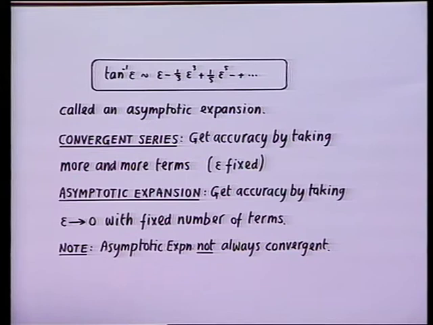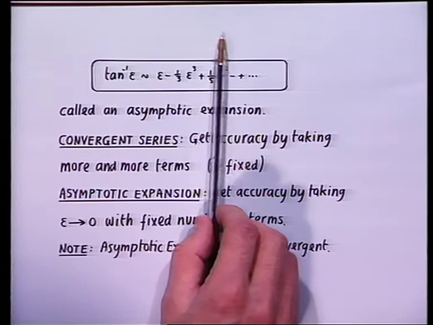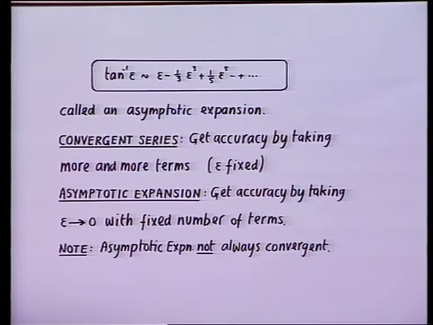An asymptotic expansion gets accuracy in a quite different way. For an asymptotic expansion, you think of a fixed number of terms. Perhaps we might stop after the first two terms, so forget this one. An asymptotic series is obtained by taking a fixed number of terms, say 2, and getting more and more accuracy by letting the parameter epsilon tend to 0.